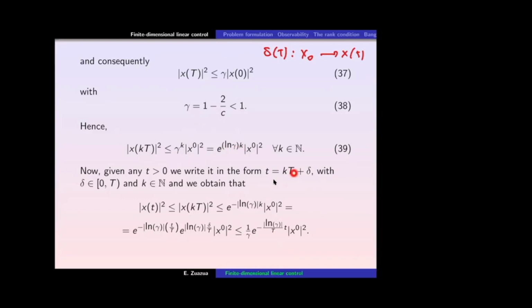And K will be of the order of T over capital T. So you will get not only an exponential decay, but you will get a very explicit bound on the exponential decay, in which you see that the only two ingredients entering this exponential bound are the constant gamma for the contraction here, which depends on C, and the time T needed.